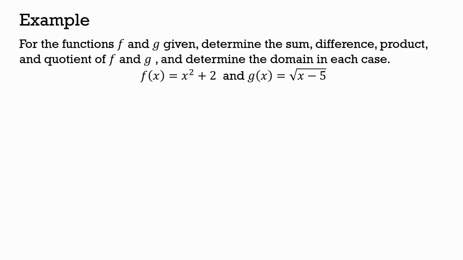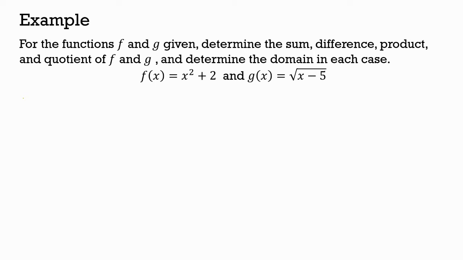Okay, so this is the example we're going to look at. We know that f of x is representing x squared plus 2. G of x is representing the square root of x minus 5. So I want us to find the sum, the difference, the product, and the quotient, and then we are going to determine the domain for each. Now, because it's saying f and g, we're going to start with f, and we're going to end with g when we're doing these operations.